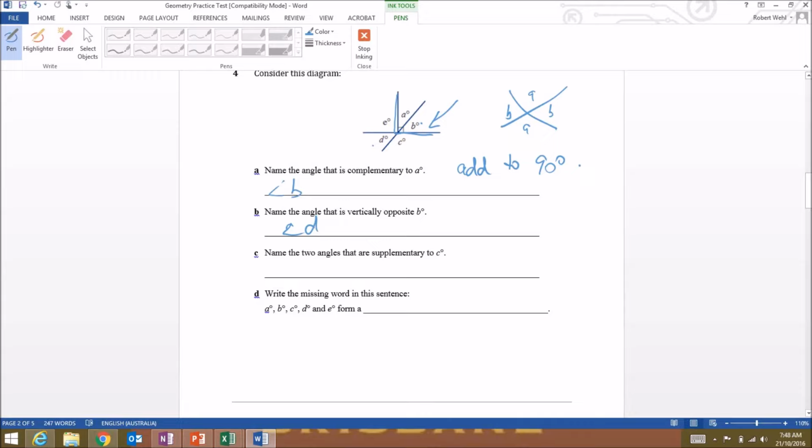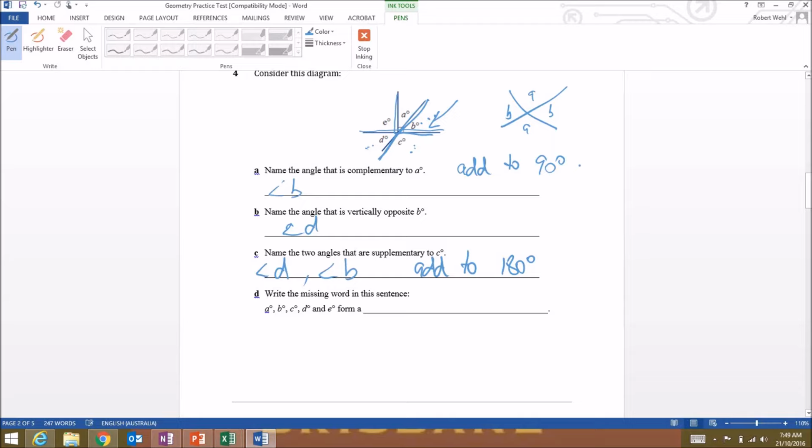Name the two angles that are supplementary to C. Supplementary angles add to 180 degrees. Here's C. C lies on two straight lines, so it lies on this straight line and that straight line. So it is supplementary to D because those two add up to 180 degrees, and it is also supplementary to B because those two add up to 180 degrees.